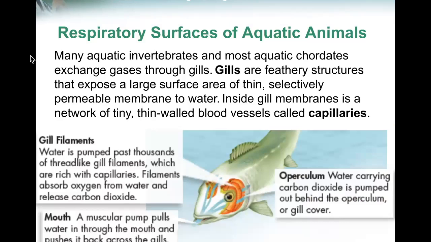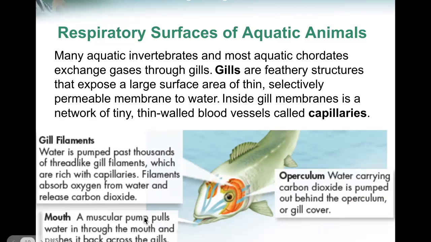Many aquatic invertebrates and most aquatic chordates exchange gases through gills. Gills are feathery structures that expose a large surface area of thin, selectively permeable membrane to water. Inside gill membranes is a network of tiny, thin-walled blood vessels called capillaries. Water is pumped past thousands of thread-like gill filaments, which are rich with capillaries. Filaments absorb oxygen from the water and release carbon dioxide.